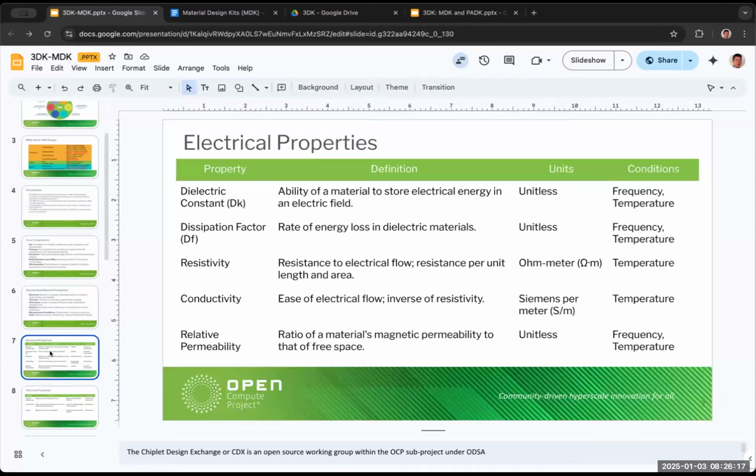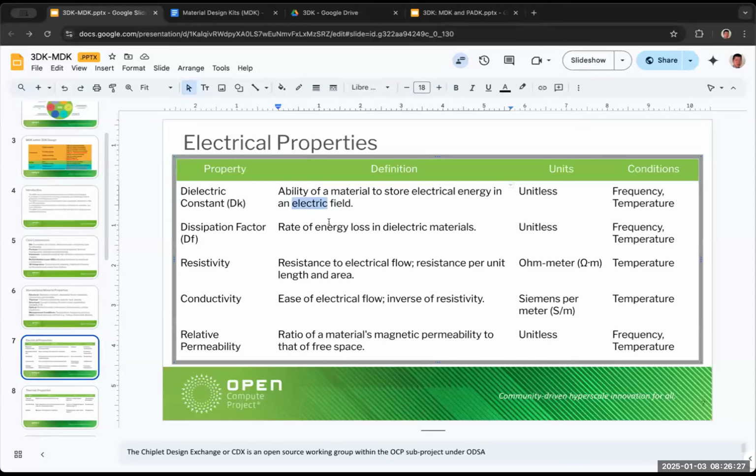So let's dive into these electrical properties. As mentioned earlier, we have DK and DF. We structure it in a way such that we define what they are. I think this is all very well known. DK is the ability of a material to store electrical energy. And then you have DF. Sorry, does anyone have any questions? All right. And what we highlight here is the unit and also the condition.